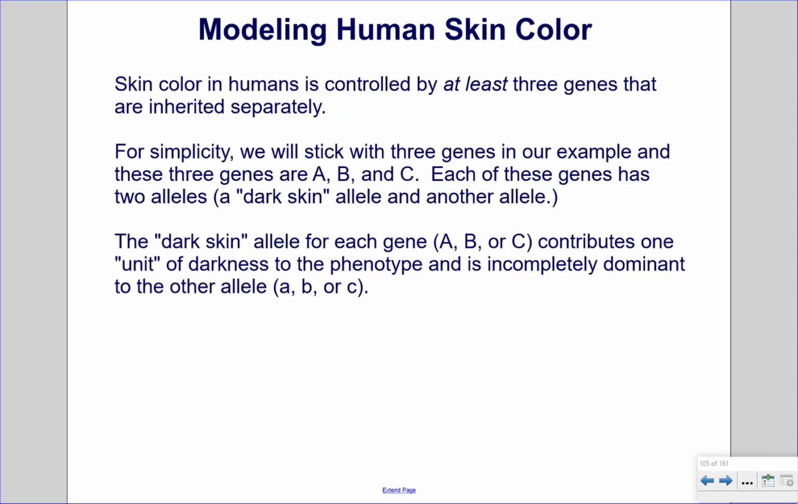Modeling human skin color. Skin color in humans is controlled by at least 3 genes that are inherited separately. For simplicity, we will stick with 3 genes in our example, and these 3 genes are big A, big B, and big C. Each of these genes has 2 alleles, a dark skin allele and another allele. The dark skin allele for each gene, big A, big B, or big C, contributes 1 unit of darkness to the phenotype and is completely dominant to the other allele, little a, little b, or little c.